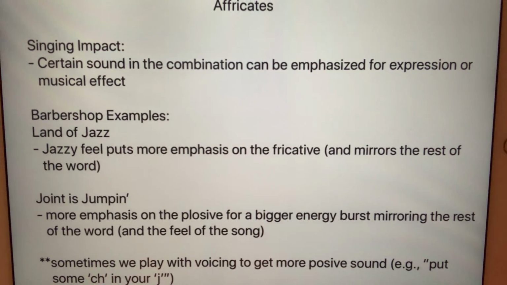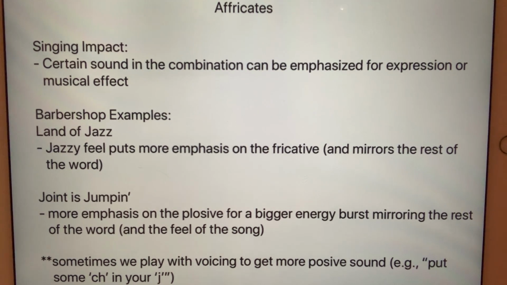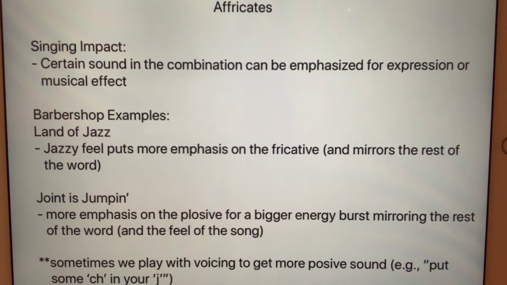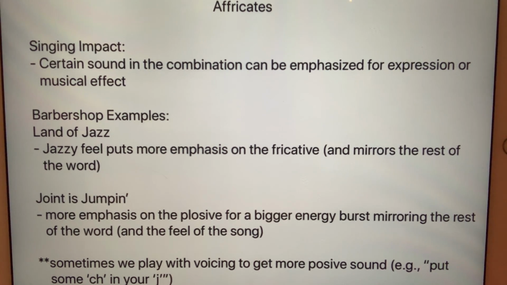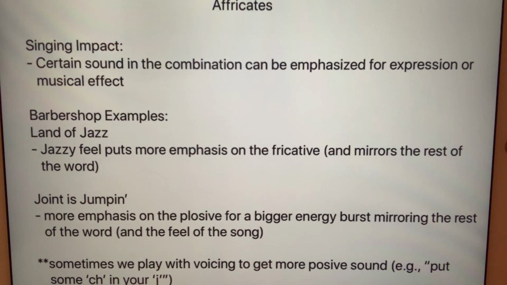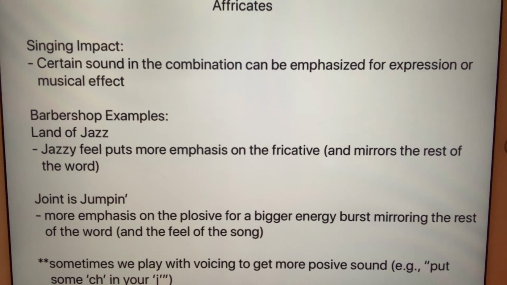So what's our singing impact for this? Well, when we think about singing, we can emphasize certain sounds in the combination for musical expression or effect. Some songs that come to mind for me are "Land of Jazz," "Take Me to the Land of Jazz." It has a jazzy feel, and the rest of the word has a fricative in it, right? Z is a fricative. So when we think about that song, the singing impact tends to be more on the fricative in the combo than on the plosive. Take me to the land of jazz, right?